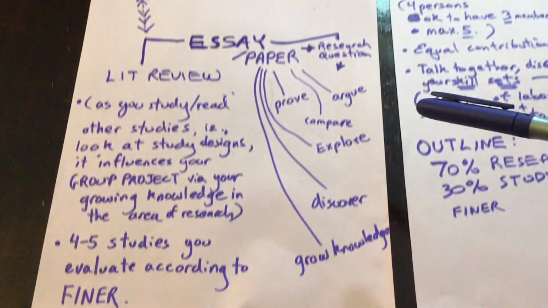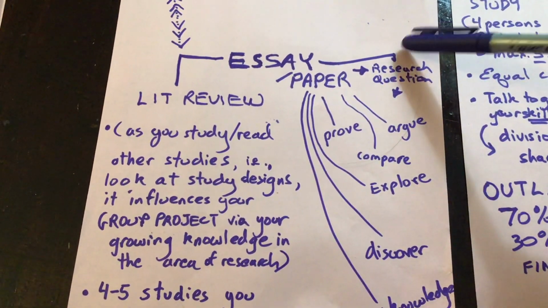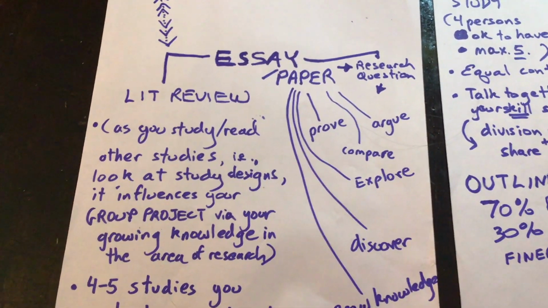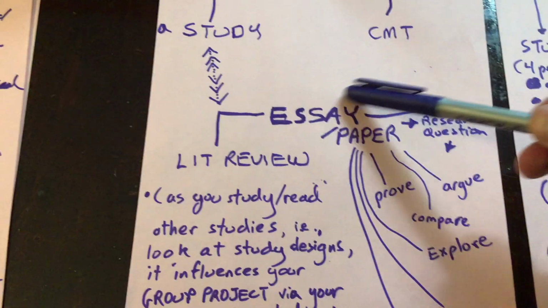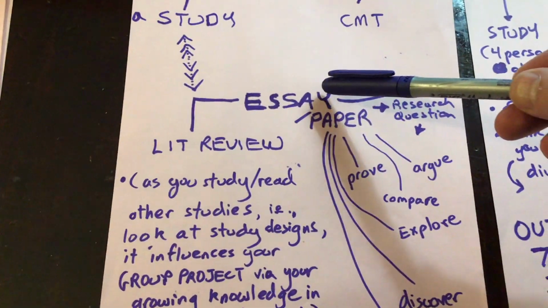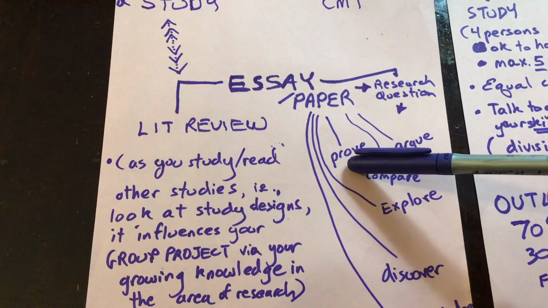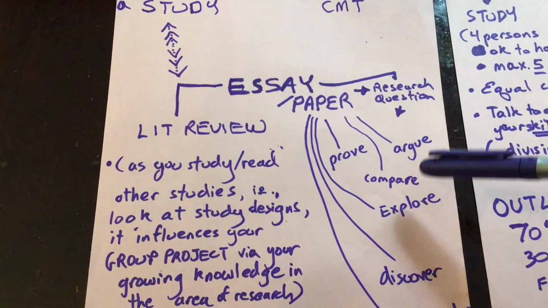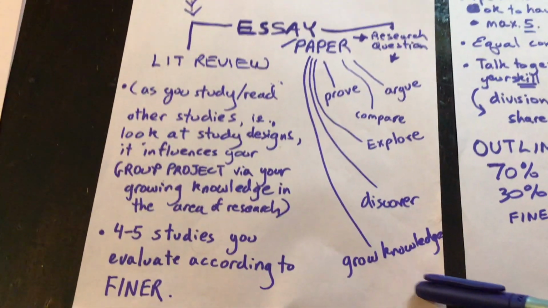Then for the CMT, there's more requirements on the next pages, but I'll just go down here again. The other paper is more dynamic. You're not necessarily just doing a review. There are different kinds of papers. You're proving something, you're arguing something, you're comparing something, you're exploring, you're discovering. Ultimately, you're growing knowledge in a particular area.